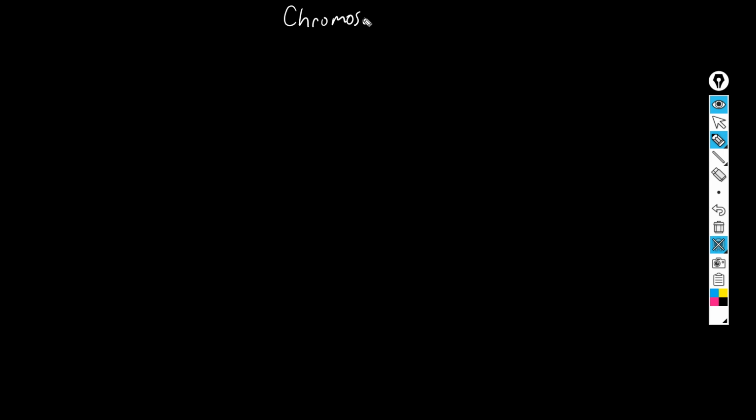So chromosome structure. We first started looking at chromosome structure when we did mitosis, and we're going to review that. What we're also going to do is add to that, because there is some different terminology that you need to be aware of for chromosomes as they pair up in meiosis.